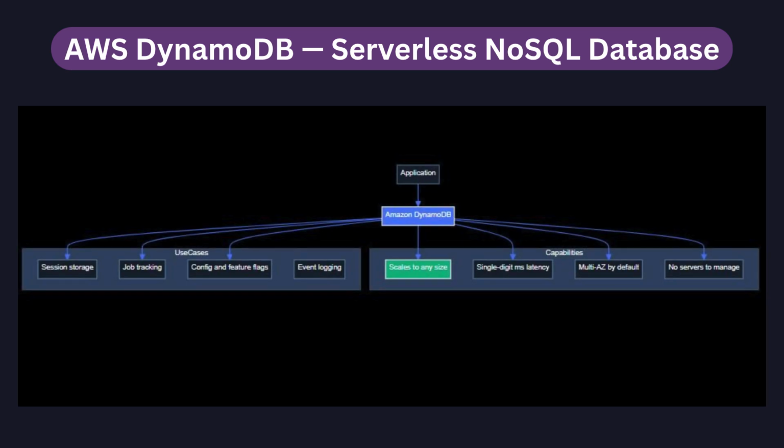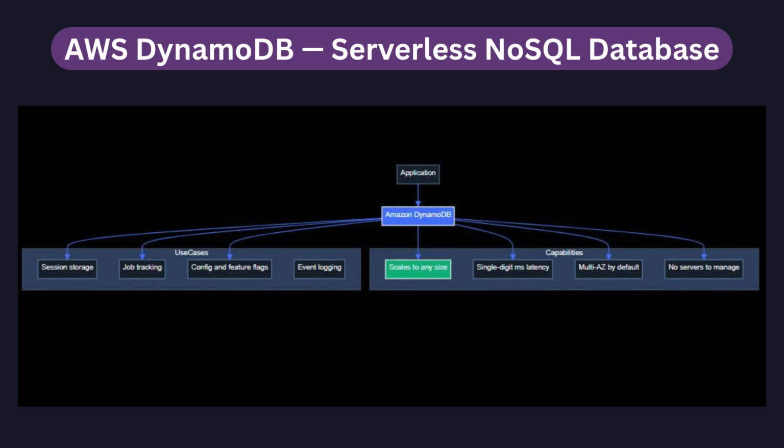AWS DynamoDB, serverless NoSQL database. AWS DynamoDB is a fully managed NoSQL database service that removes the need for managing servers, replication, or patching. It is designed for applications that require high scalability and very low latency, typically delivering single-digit millisecond response times. DynamoDB automatically scales from zero traffic to millions of requests per second without manual intervention.